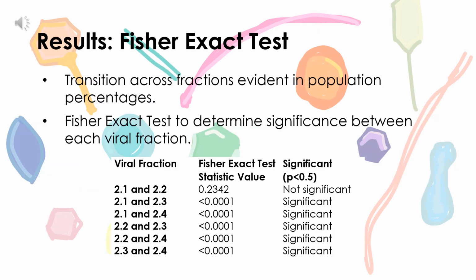While community changes are evident from the population percentage graphs, a Fisher exact test was used to determine if there was a significant difference between each of the fractions. The results demonstrated significance across all fronts except between the 2 archaeal fractions. The bacterial fractions remain statistically different, as D, or fraction 2.4, is the densest fraction, catching many broken viral pieces and altering the community structure.